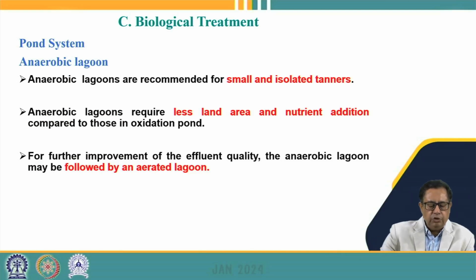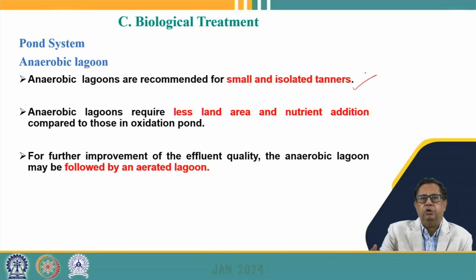So we can also have the lagoon system. For example, we can have the pond system in which the anaerobic lagoons can be used. And if we are having small tanners or isolated tanners, they can also go for the anaerobic lagoon method, because it requires very little land area, and the nutrient addition is also less in comparison to the oxidation ponds. So in that case, the anaerobic lagoons may serve the purpose, and may help in the reduction of BOD, COD as well as the tannins.